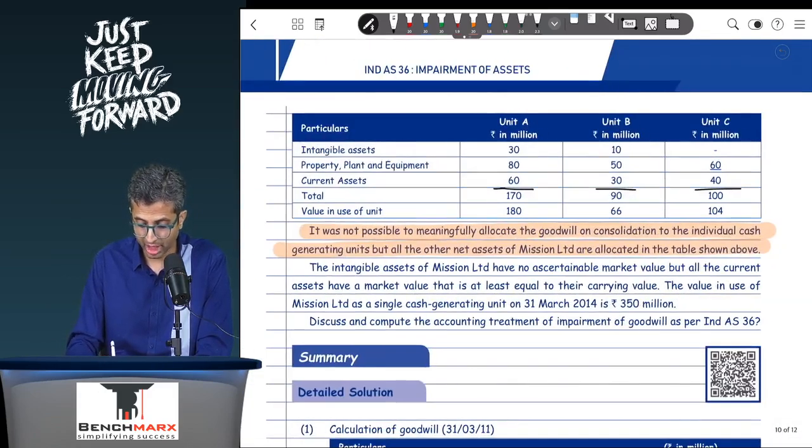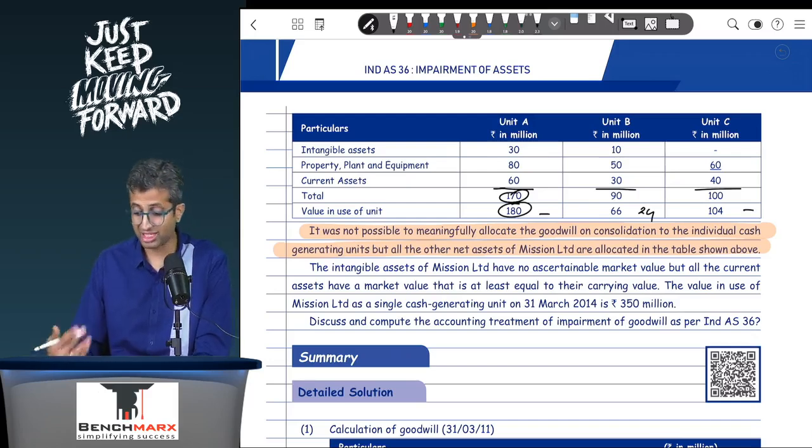For A, I'll compare 170 and 180. There is no impairment. For B, 90 and 66. So I think 90 minus 66, 24. 90 minus 66, 24 must be the impairment. And for C, again there is no impairment because the recoverable value of 104 is greater than the carrying value of 100. Now this 24 will be attributable to whom?